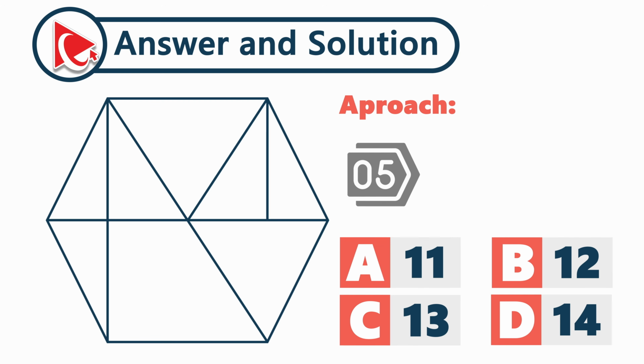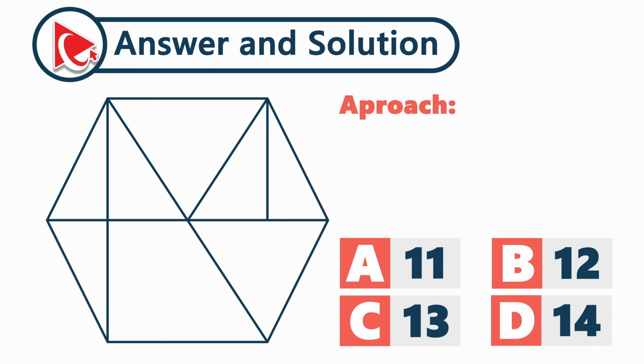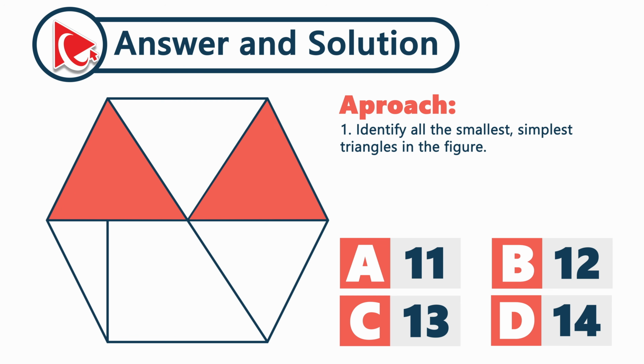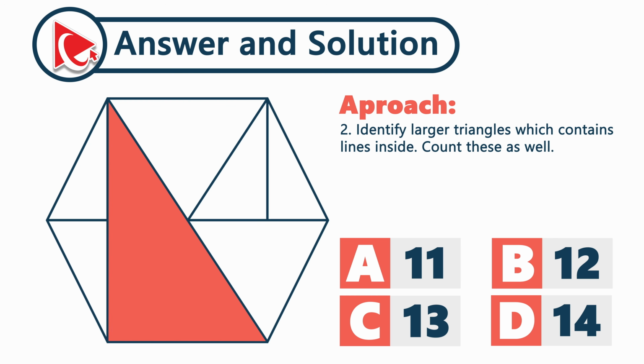Let's start by developing an approach which would be useful in other similar questions as well. Our approach will consist of 5 simple steps. In step 1, we would need to identify all smallest and simplest triangles. Let me show them to you in the upper part of the shape, 1 and 2. In step 2, we need to look for larger triangles which contain crossing lines inside, and we need to count those as well. Here's the example of such a triangle.